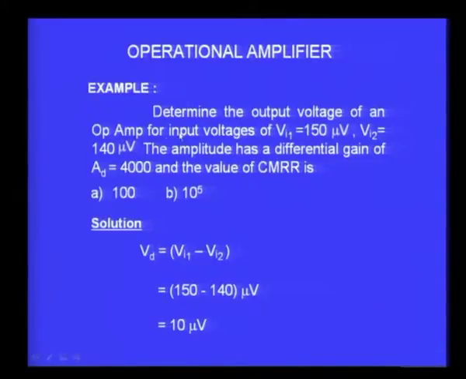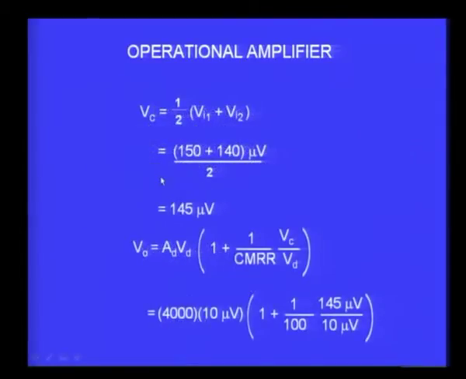So, I have also given an example here. Determine the output voltage of an op amp for input voltages Vi1 equal to 150 microvolt, Vi2 equal to 140 microvolt. The amplifier has a differential gain of AD 4000 and the value of CMRR is, A, 100, and then B, assume it is 10 power 5. So, let us see what happens. The two inputs are 150 and 140. So, Vd is 150 minus 140 microvolt, and therefore, what I get is 10 microvolt, and the common voltage is half of the two inputs.